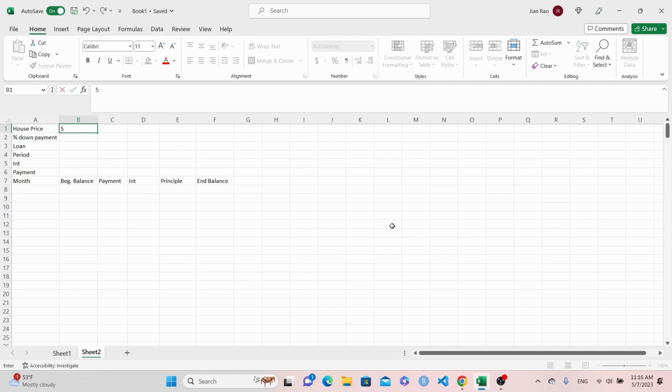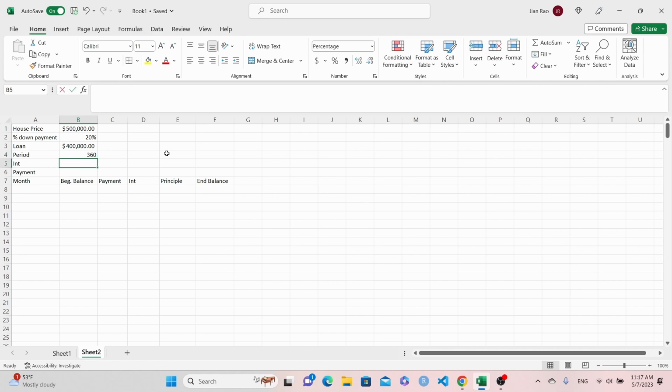If we're going to buy a house where the purchase price is 500,000 with a 20% down payment, the loan we'll be taking is the 500,000 minus the 20% down payment. So we'll be borrowing 400,000 from the bank. The period, let's say, is a 30-year fixed loan, so that's 30 times 12, the number of months in a year. So the number of payments we'll make on this loan is 360.